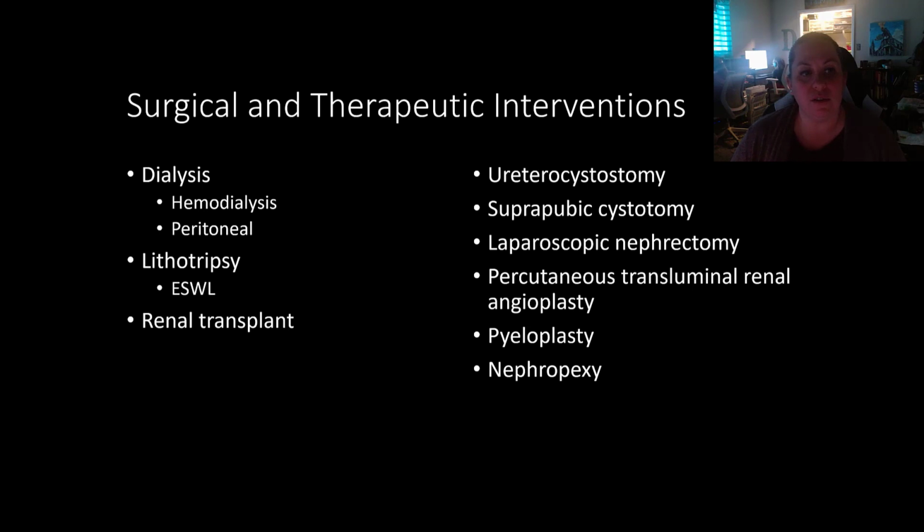We also see lithotripsy. This is going to be where they would break up a potential kidney stone, and so they can go in and they can break that up. They'll also work on washing it out.